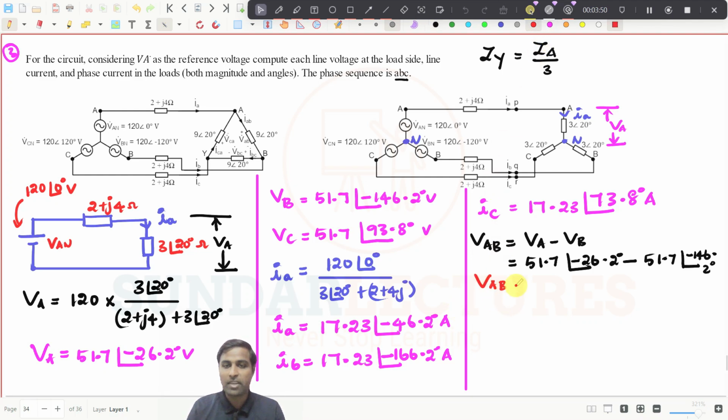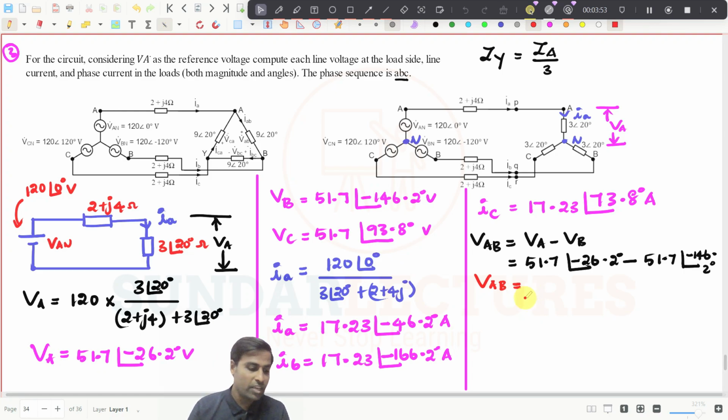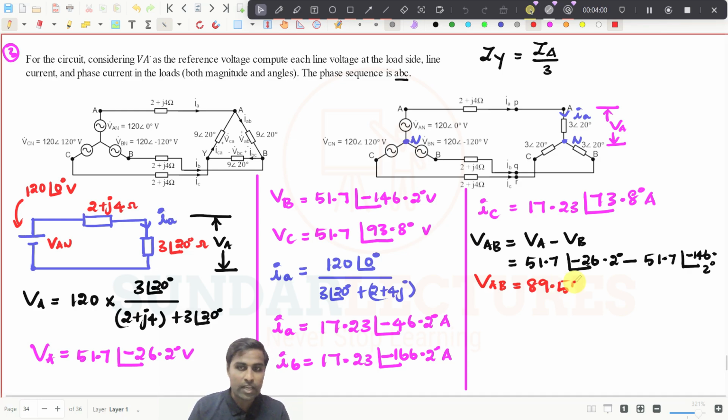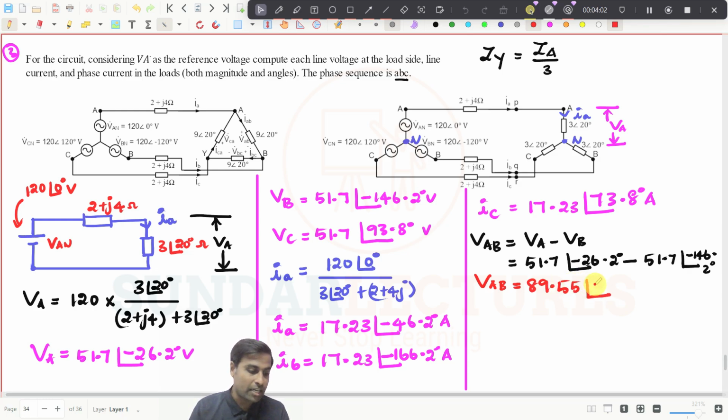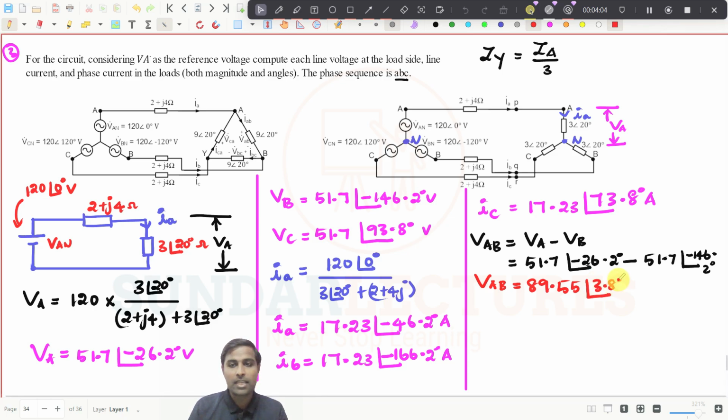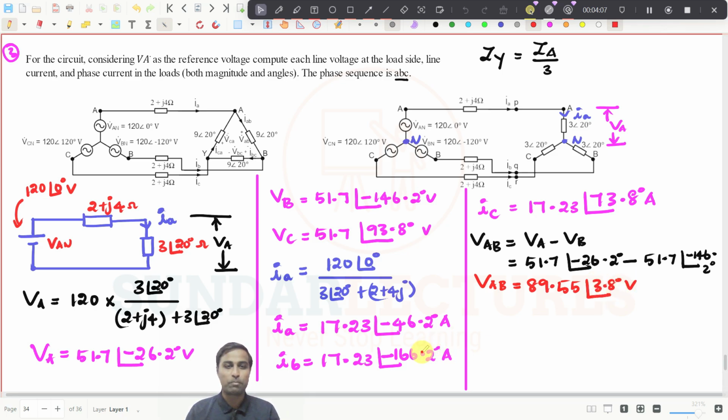So if I simplify this value, that is VAB, these are all line voltages. VAB, I am just getting it to be 89.55 at an angle of 3.8 degree volt. See, try to understand very simply here because I don't need to do this. If I know the phase voltage, it is very simple to find the line voltage, right? You just multiply it with root 3, plus 30 degree, and you will get this value easily, right?